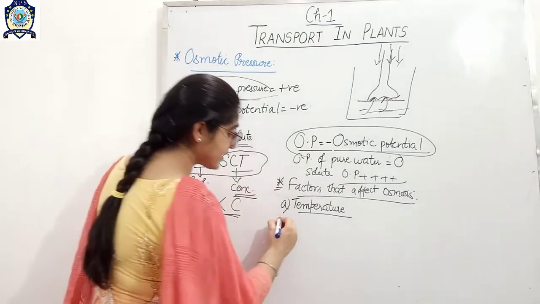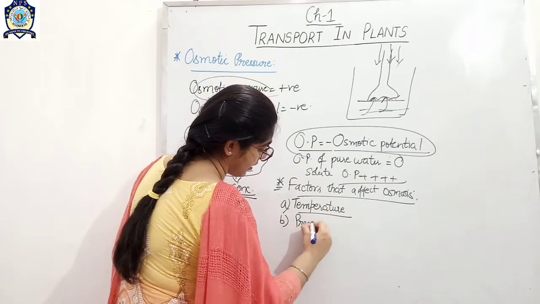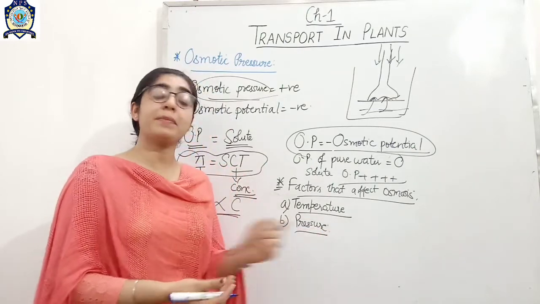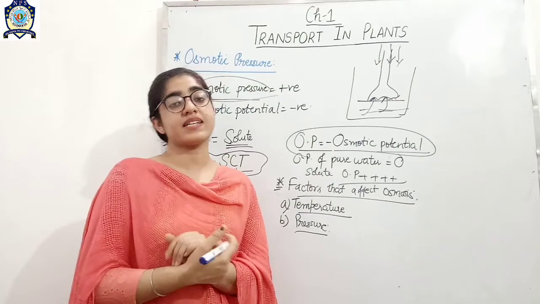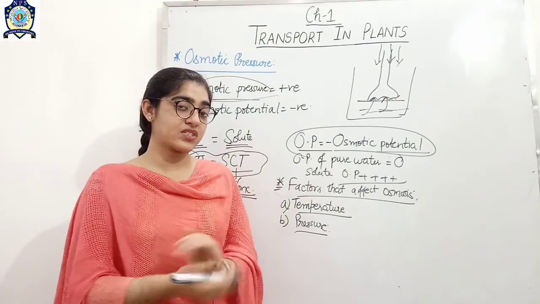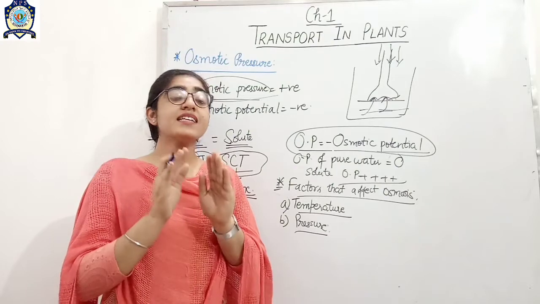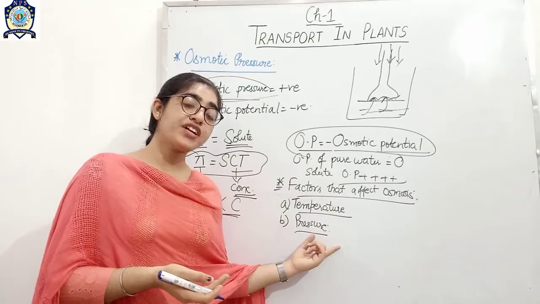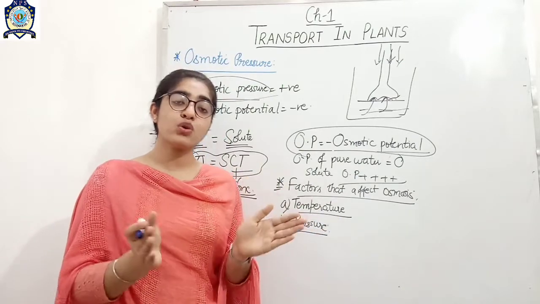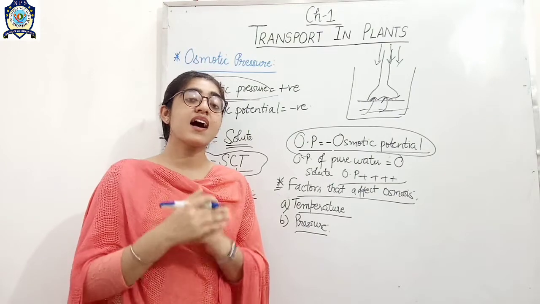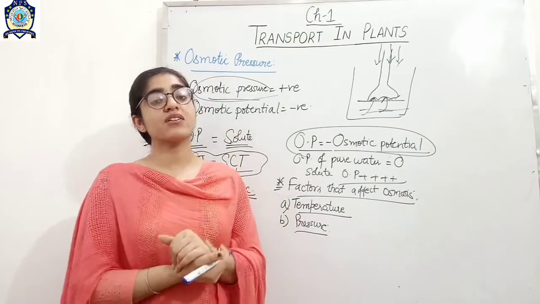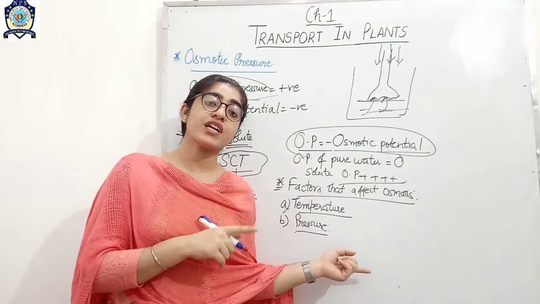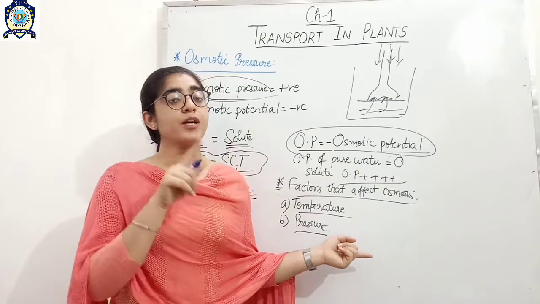The second one is pressure. What will happen in the case of pressure? Keeping temperature constant, when water is subjected to both sides of a membrane, how will it move? The water will move from a region of its high pressure to a region of its low pressure, or you can say from high water potential to a region of its low water potential.